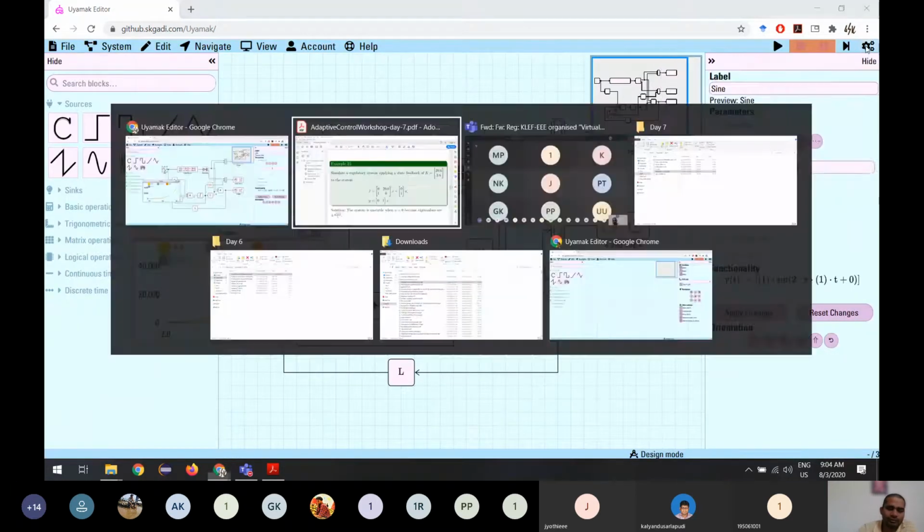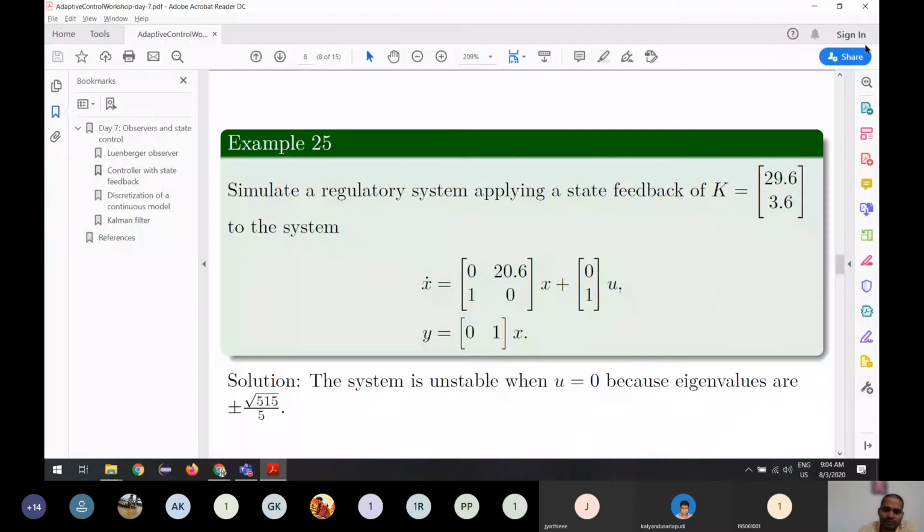So in control systems, what we want is to control, or to make stable systems. So what is this example? Simulate a regulatory system applying the feedback control K equal to this one. What is a regulatory system? A regulatory system is where the states should go to 0 all the time. You should implement a controller such that the states always go to 0.